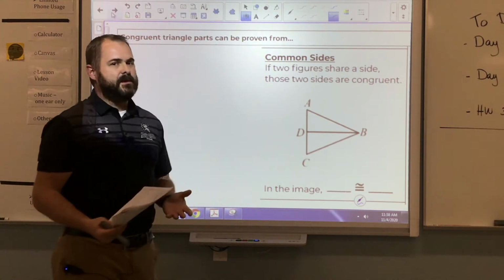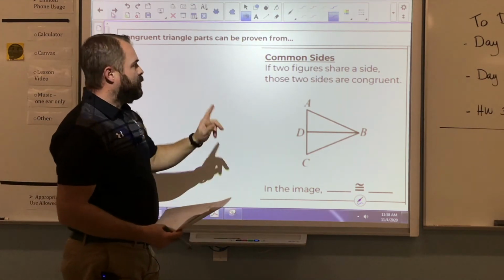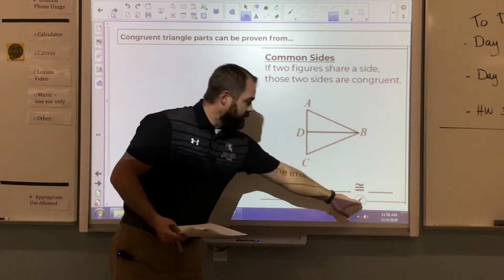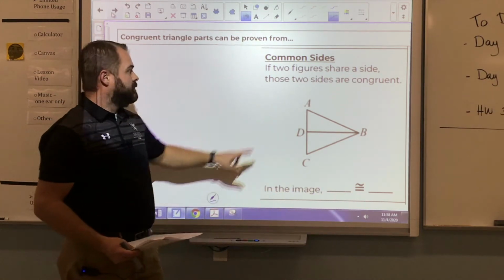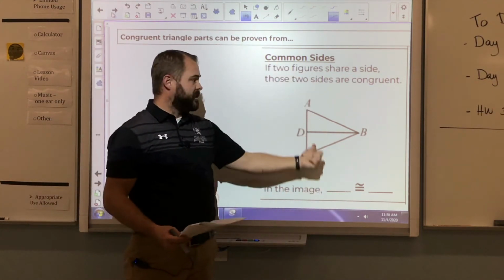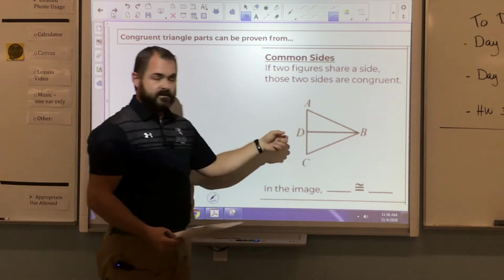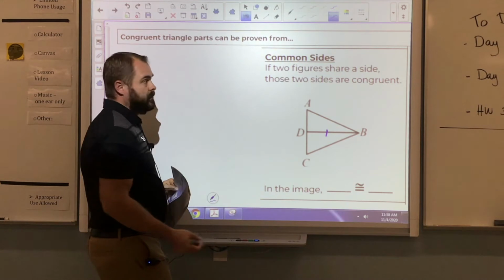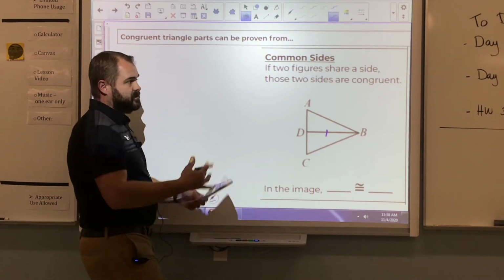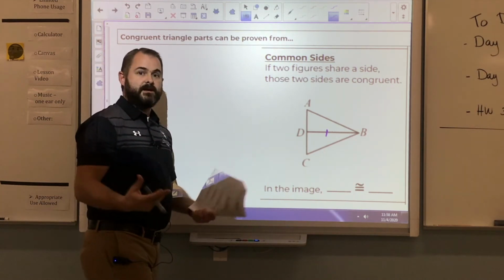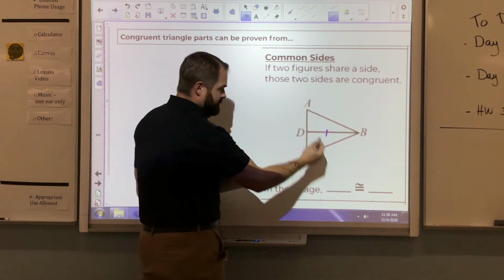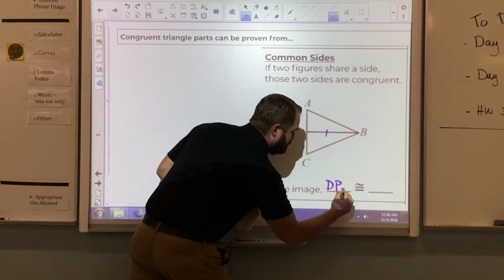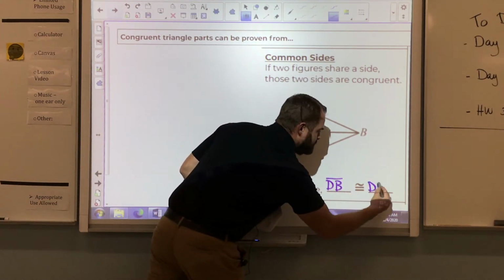But we also have ways that we can identify that sides are congruent. Now, there's not as many ways we can do that yet, but one of the ways we can show that sides are congruent is to show that they have a common side. In these two triangles, looks like one triangle with a line through the middle, they share a common side here. All right? If two figures share a side, those sides have to be congruent because they're the same line. So in this image, side DB is congruent to DB.